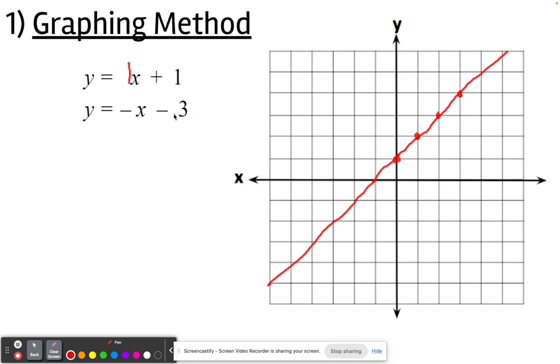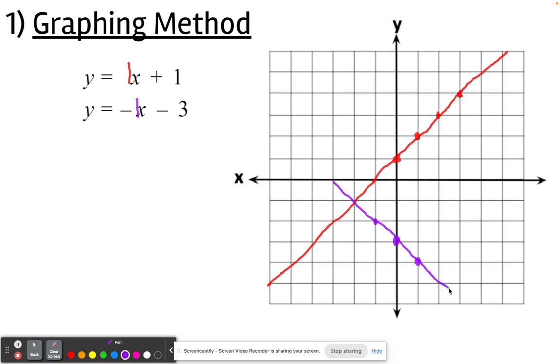Okay, my next one, my y-intercept, I'm going to change colors. My y-intercept is -3. So I'm going to put a point at 1, 2, 3, -3. My slope in this case is negative. It's a -1, which means I will go down 1 and run 1 to the right, or go up 1 and run 1 to the left. And I'm going to connect all my points.